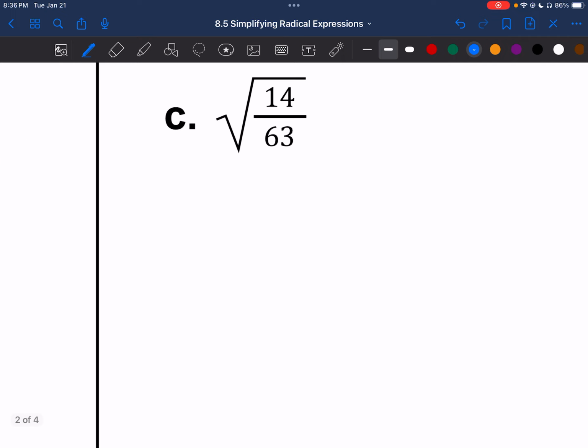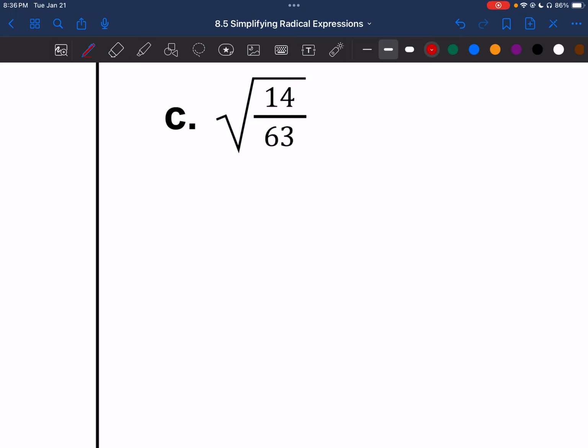Letter C, we have the square root of 14 over 63. Well, let's look at this another way. If I didn't simplify, how would this look? So we would start by splitting it into its two components. So 14 is 2 times 7 over the square root of 63, which is the square root of 7 times 3 times 3.